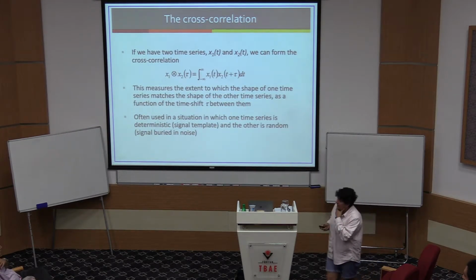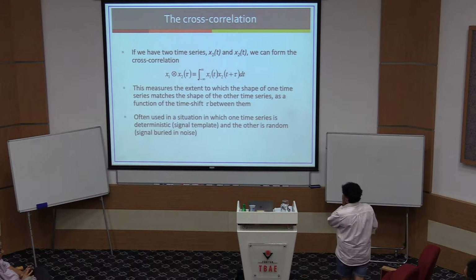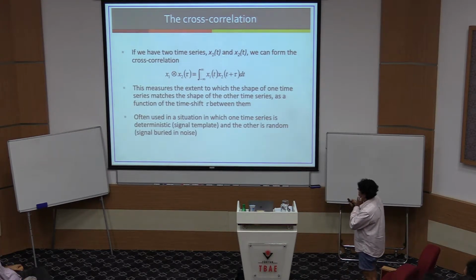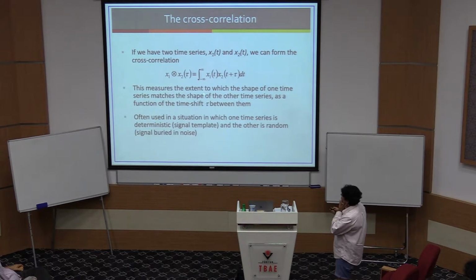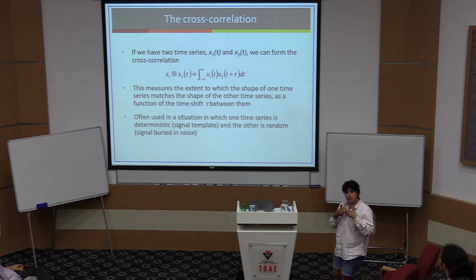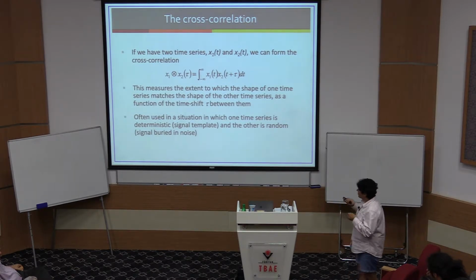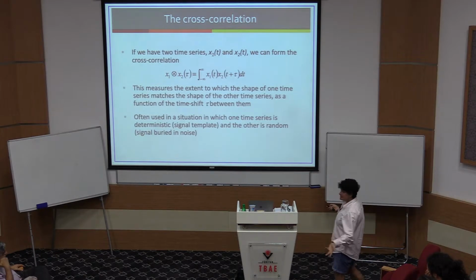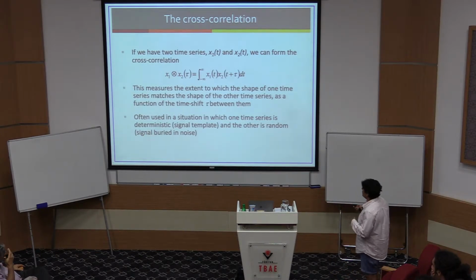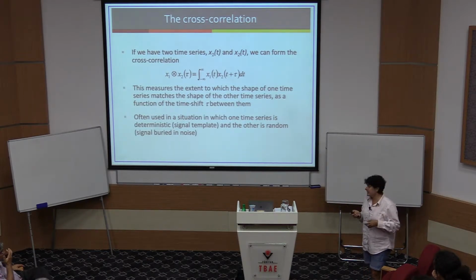Okay, now then there is the cross-correlation function. The cross-correlation is essentially when you have two time series, x1 and x2. The cross-correlation is given by this operation here, which is that you time shift one of the time series by some time tau, and this basically then gives you a measure of the extent to which the shape of one of the time series matches the shape of another time series, okay? And it's often used in situations where one time series is deterministic, say a signal template, and the other is random, like signal buried in noise.